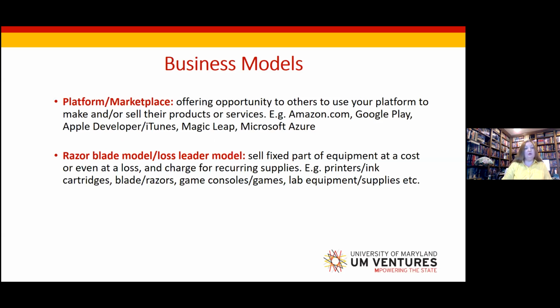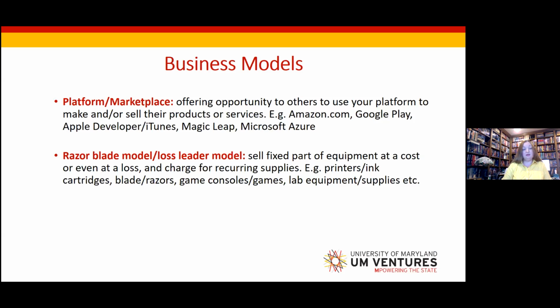A platform or marketplace has become increasingly important and popular in the last, let's say, 5 to 10 years. Basically, you're offering an opportunity to others to use your platform to make or sell a product or service. One of the great examples is Amazon.com. They started out as an online bookstore. Then they added additional products.